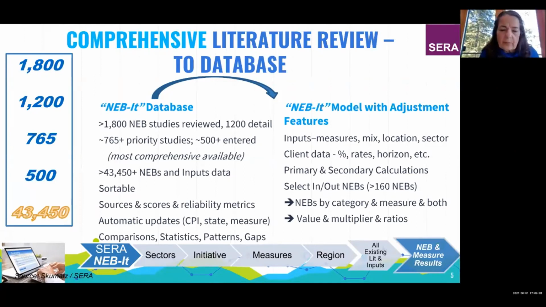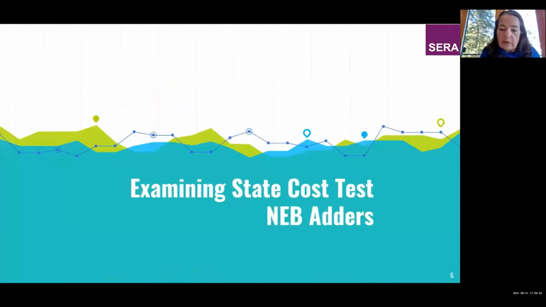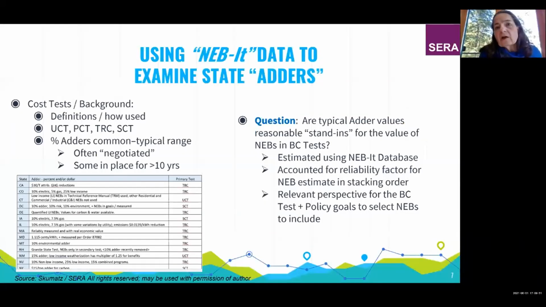We decided to show a few examples of what could be done with no additional research or literature review beyond this database. So here's the first application: what can we learn about the state non-energy benefit adders that are used across the US? Let's start with how NEB data can be used to examine state adders.